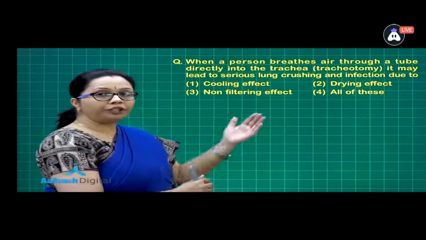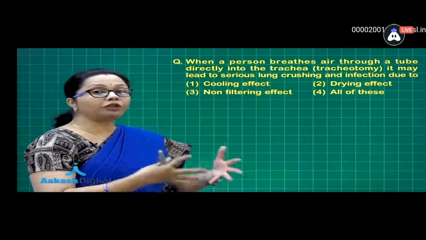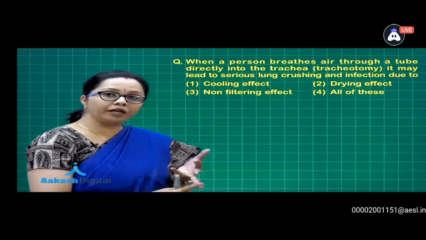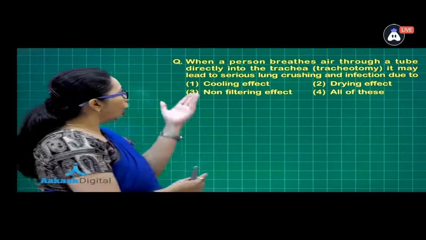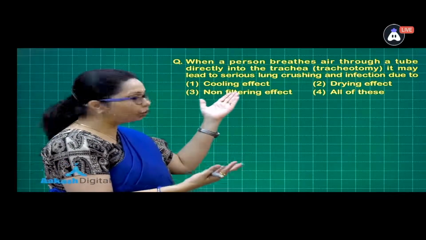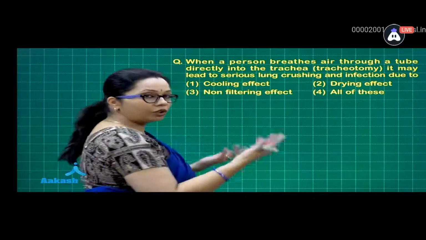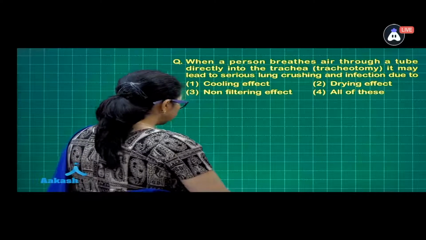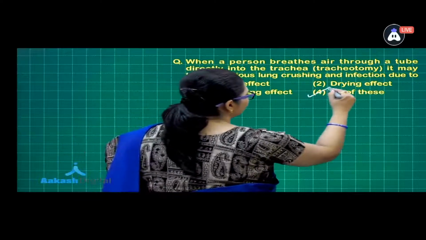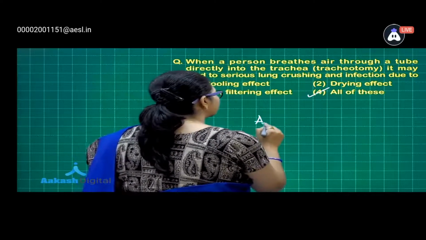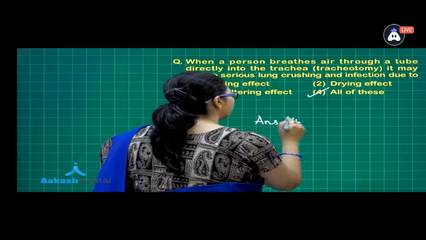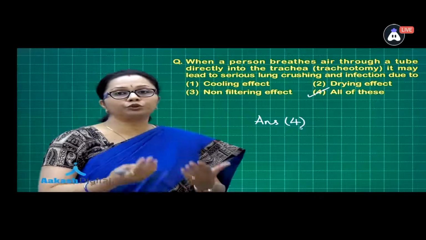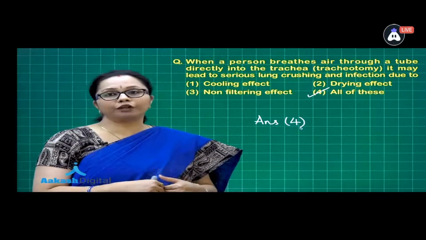So since the upper respiratory tract is not being used, what was the function of the upper respiratory tract? It was filtering the air, humidifying it, and conditioning it. So cooling effect, that means the air is not warmed. Drying effect, because it is not being humidified. Non-filtering effect, so that means it is going to be all of these. So here the correct answer is 4.